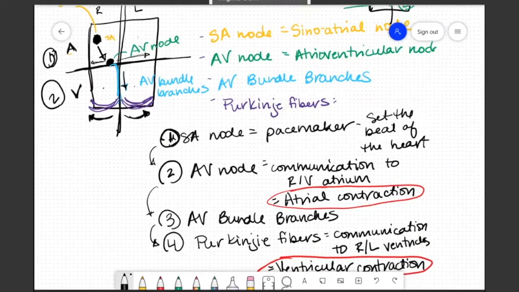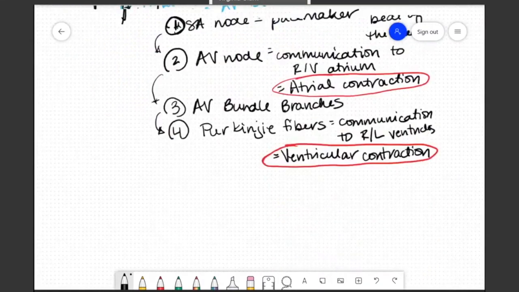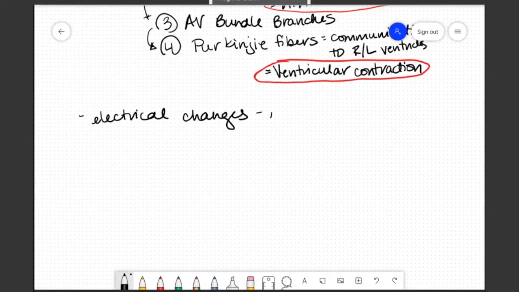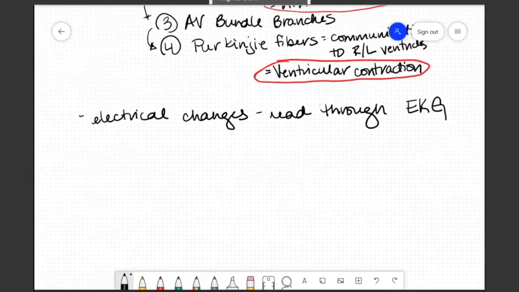What's interesting is, remember we said that this intrinsic conduction system was going to be electrical changes. So when we're talking about these electrical changes, these can actually be read by technology, which is really, really awesome. And they are read through an EKG. So we can interpret these electrical changes because we can pick up these electrical changes in an EKG.